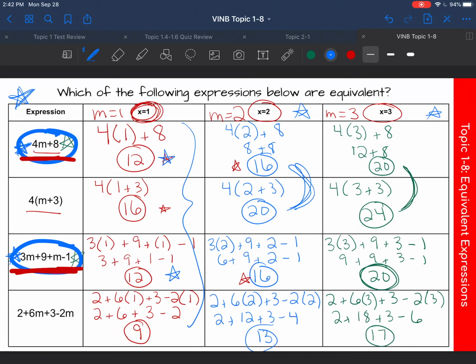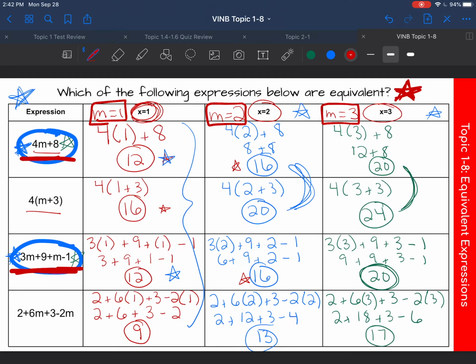So what we're going to do right now, after this Ed puzzle, you're going to go onto a Google form and you're going to complete some practice problems to help you see which expressions are equivalent and which are not. Okay? What I would suggest when you're doing that Google form is to do just what we were doing up here. Okay? Plug in a variable.